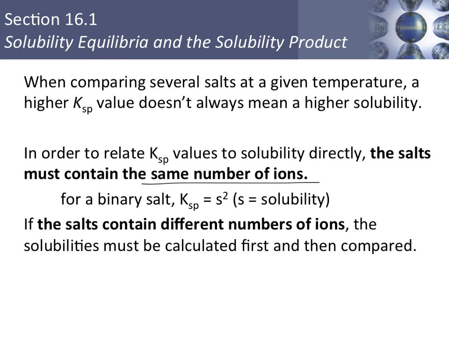To compare the Ksp values for salts directly, if all the salts are calculated in this same way, we can compare them. They produce the same number of ions. However, if the salts contain different numbers of ions, then you would want to go back and calculate the solubility first and then just compare those solubilities.